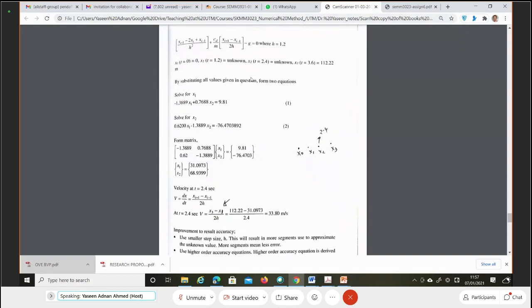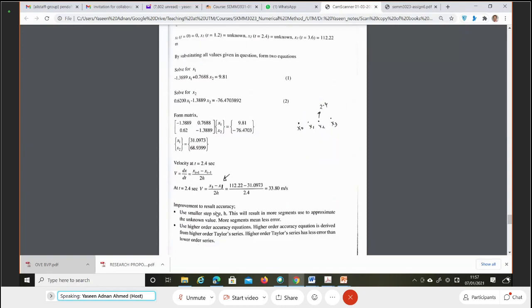Okay, so if you have this one, this is the thing, x0, x1, x2, and x3. So your x2 is here. So in order to find out this one, you need x3 minus x1 divided by 2h. These values you already know. x3 is a boundary condition. x1 you just calculated. So you just use this one, you will get the velocity.